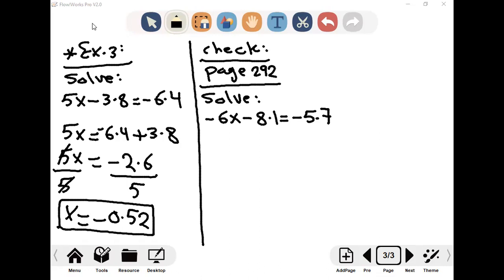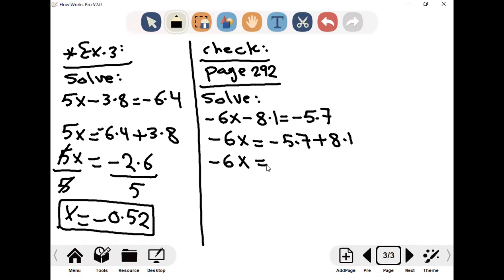Right. Let's do the check together. So the first step, we get rid of the connected number, which is negative 8.1. We shift it to the other side. It will be positive. So negative 6x equal negative 5.7 plus 8.1. So here negative 6x equal.